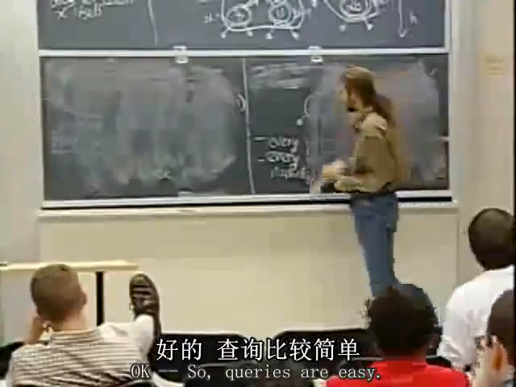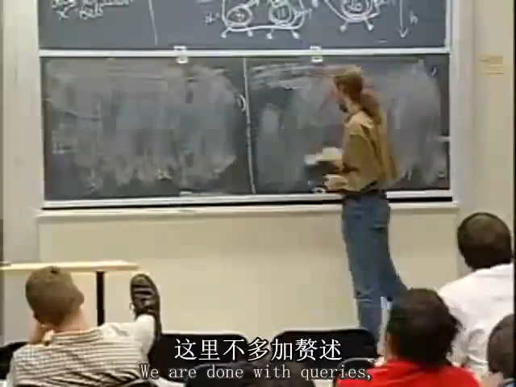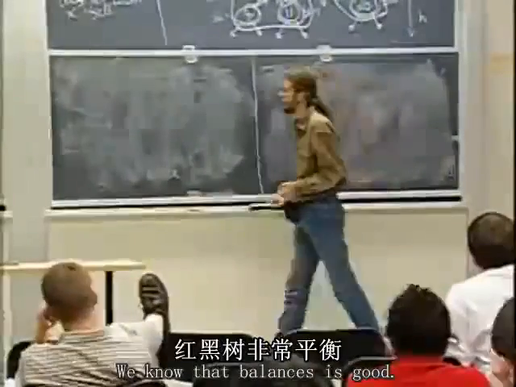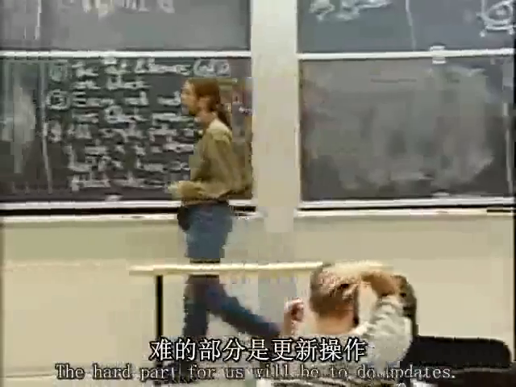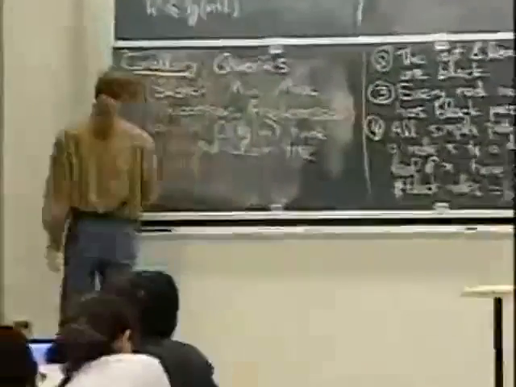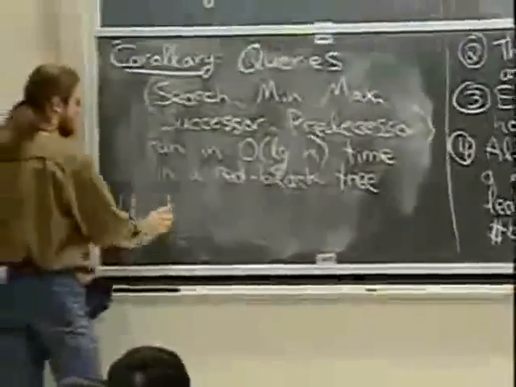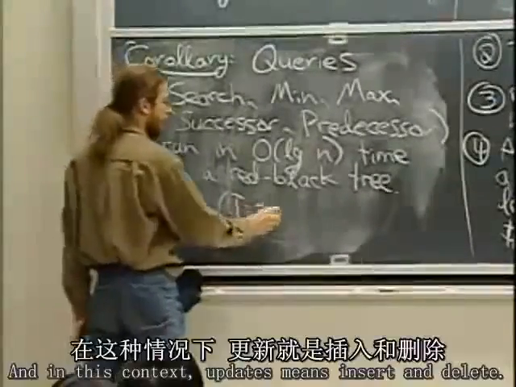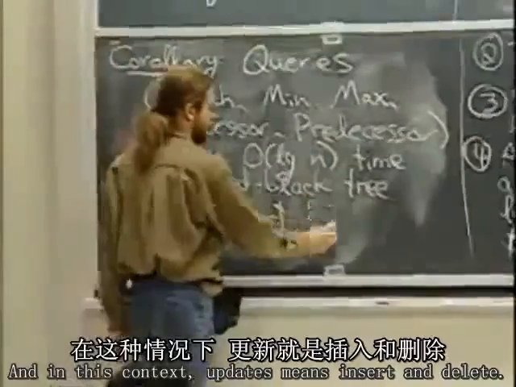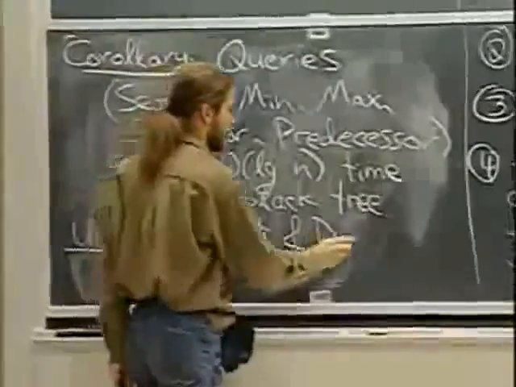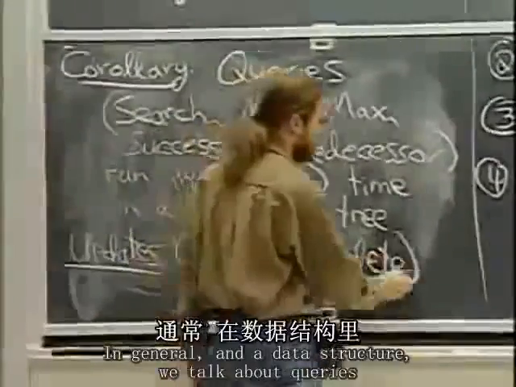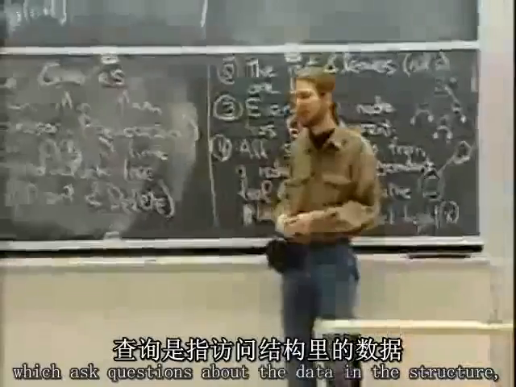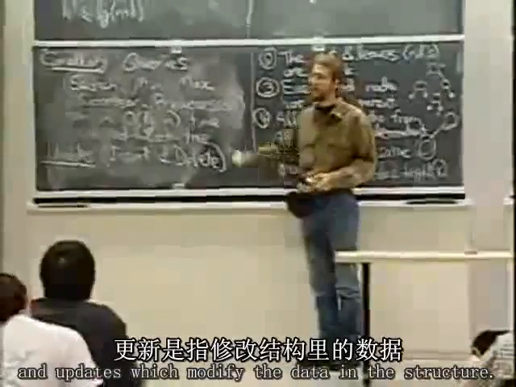So queries are easy. We're done with queries. Just from balance. Not a surprise. We know that balance is good. The hard part for us will be to do updates. And in this context, updates means insert and delete. In general, in a data structure, we talk about queries which ask questions about the data in the structure, and updates which modify the data in the structure.